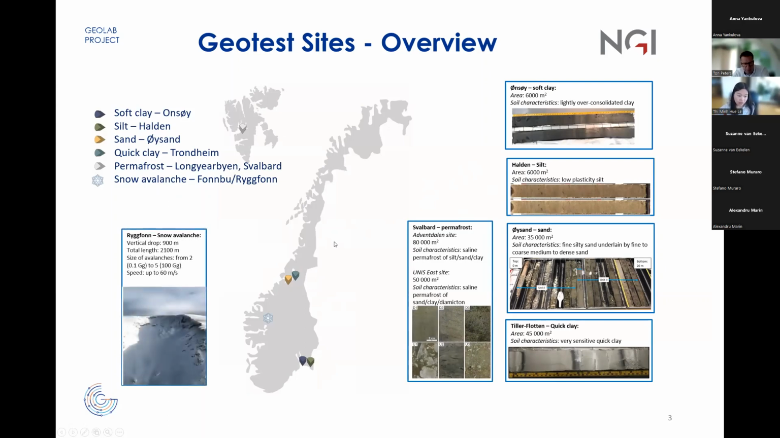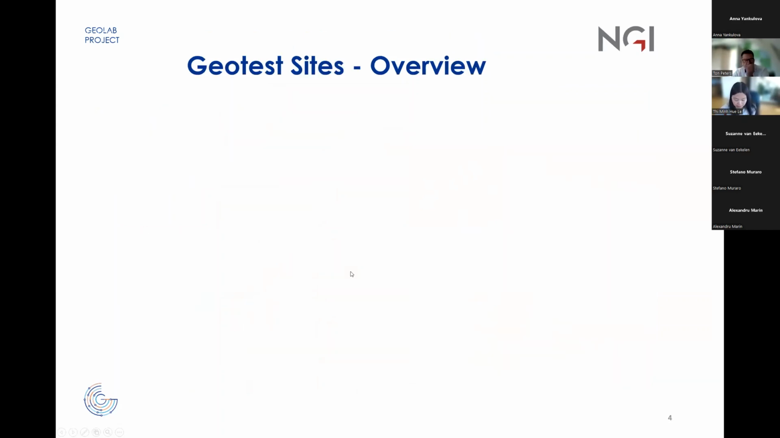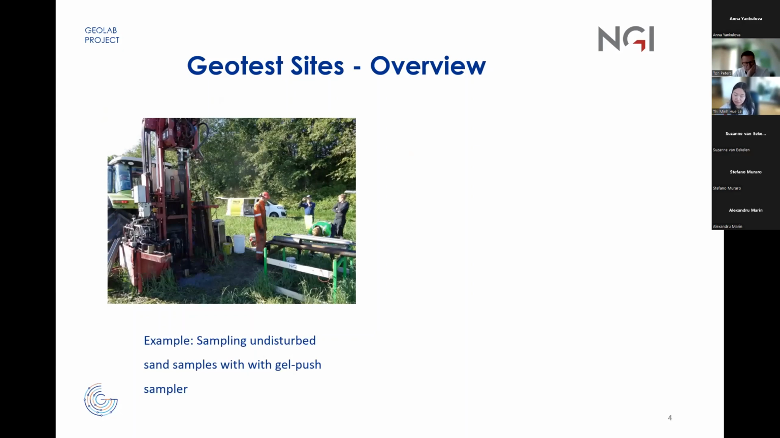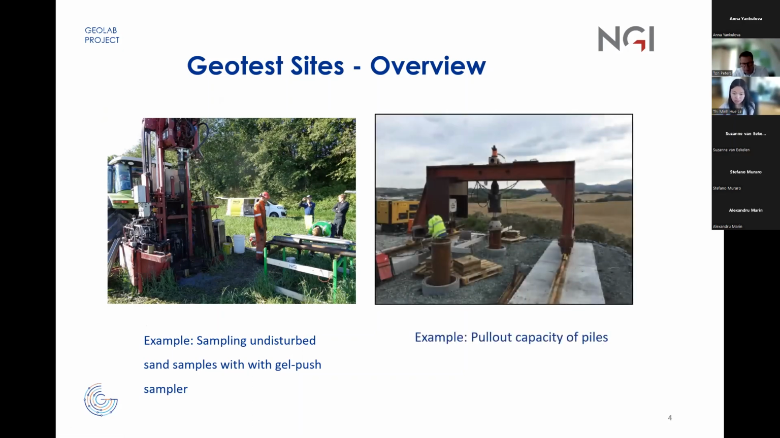In addition, we offer a research facility for full-scale testing of snow avalanches here in Norway. When we think about field testing, we think a bit more broadly than typical physical modeling in the lab or in the centrifuges. I'm just presenting some examples of the type of field testing we have conducted at our test sites. Here we test, for example, a sampling method, the Geolab sampler for undisturbed sand samples. We also conduct full-scale testing of pipe pile capacity, for example.